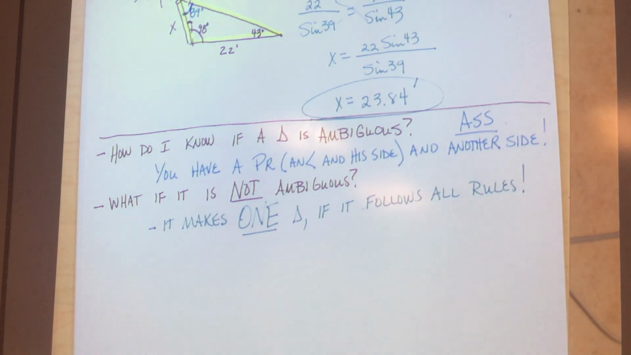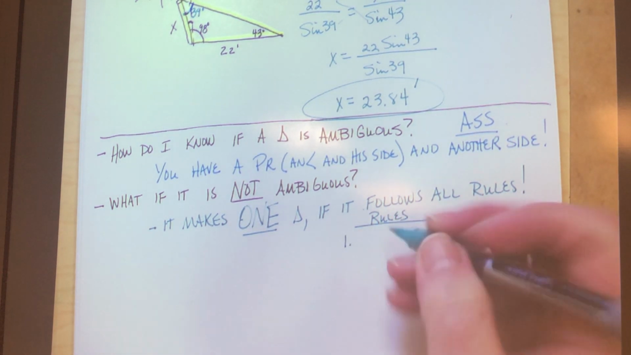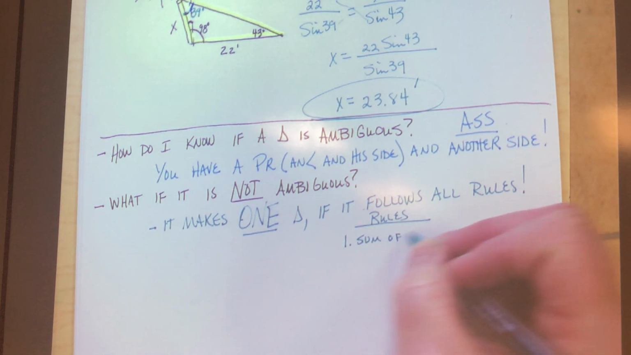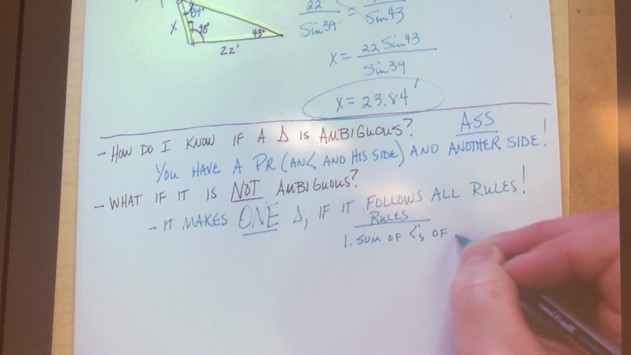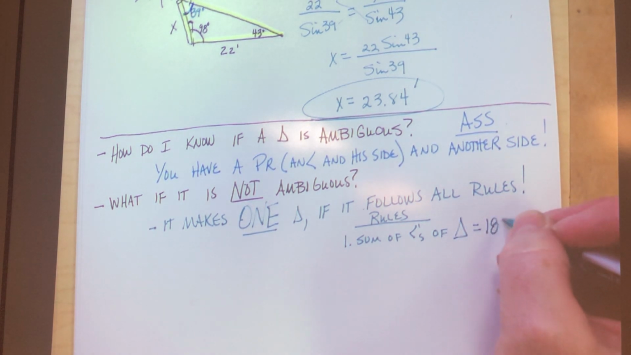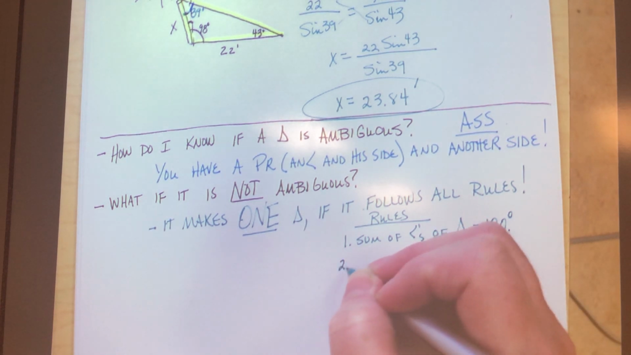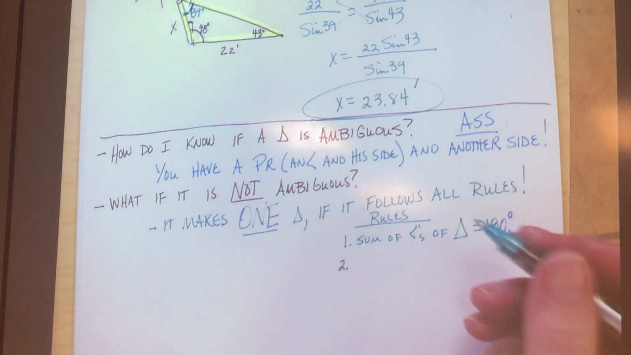Let me shut this door. So what are the rules? Well, let's think about the rules that you learned in geometry for a triangle. Number one, the sum of the angles of a triangle equals what? 180. Very good. You should already know these rules. Now, the second rule kids have a little bit of trouble with, so pay attention. Here's what it says.